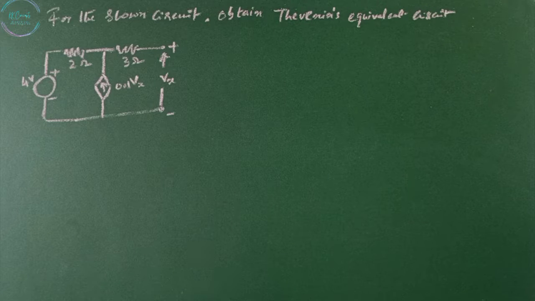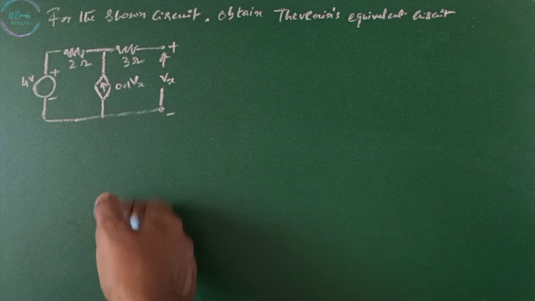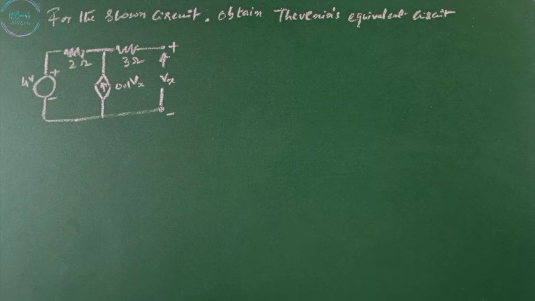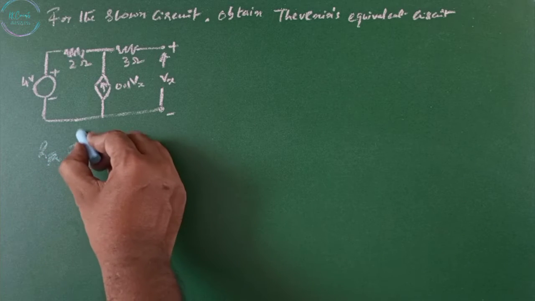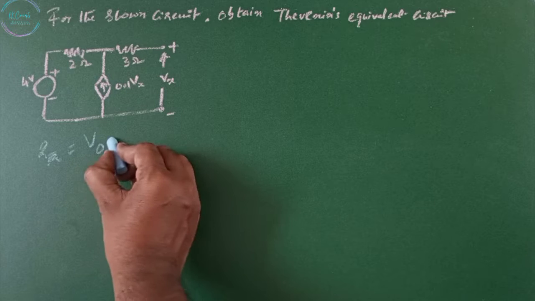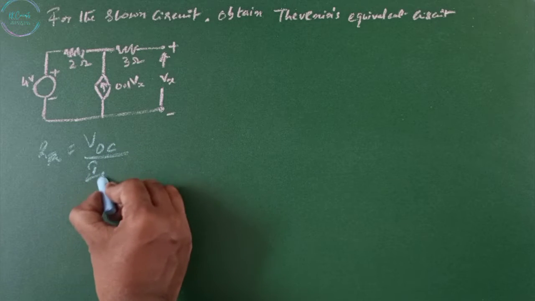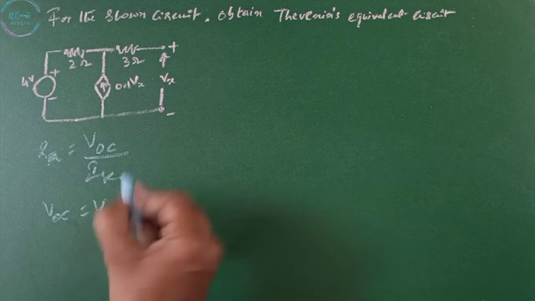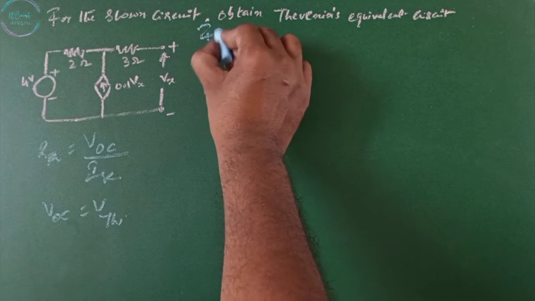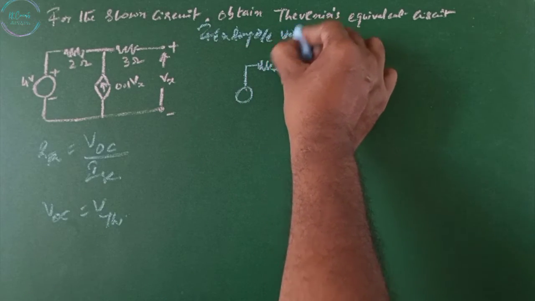For the shown circuit, obtain Thevenin's equivalent circuit. This circuit contains a dependent current source. When the dependent source is there, then RTH can be found by using the formula RTH equals open circuit voltage divided by short circuit current. This open circuit voltage is nothing but the Thevenin's voltage. Finding open circuit voltage.